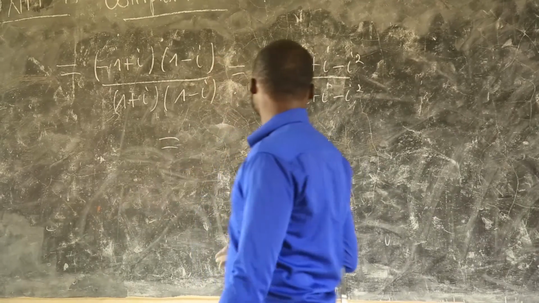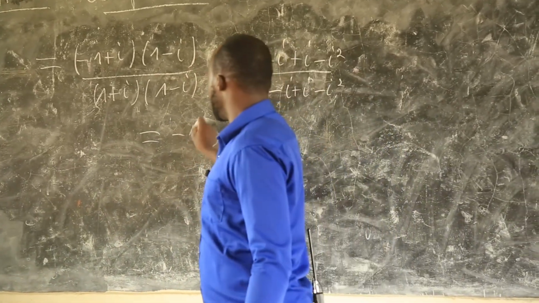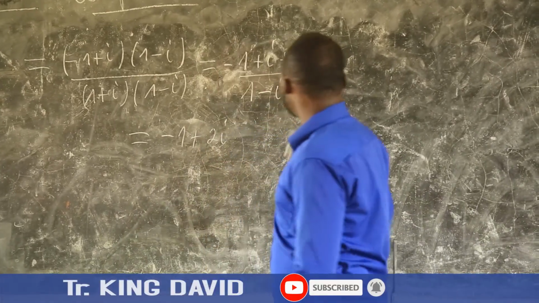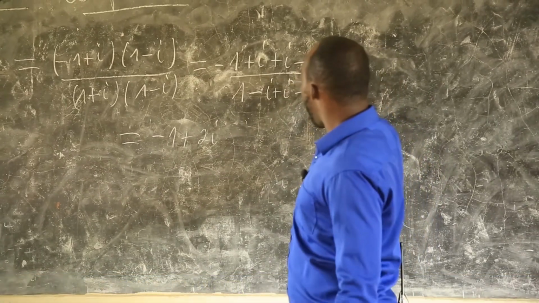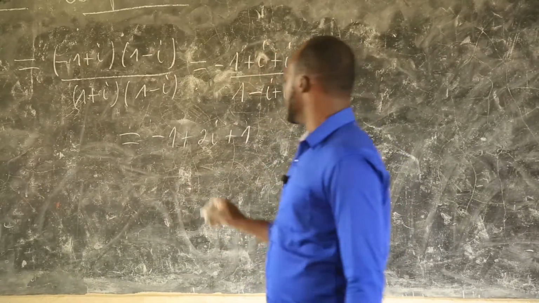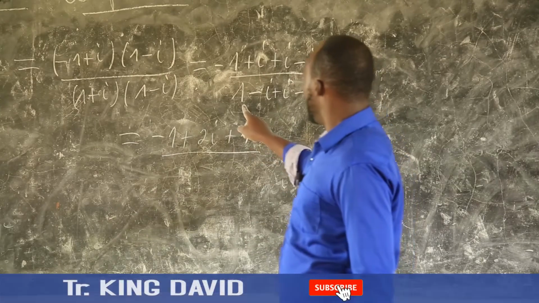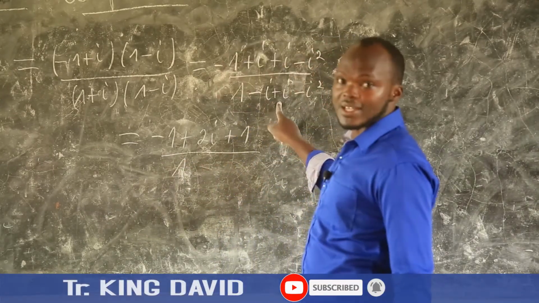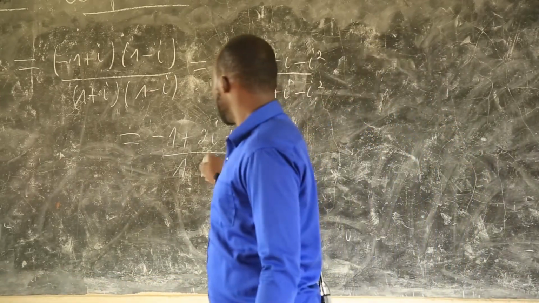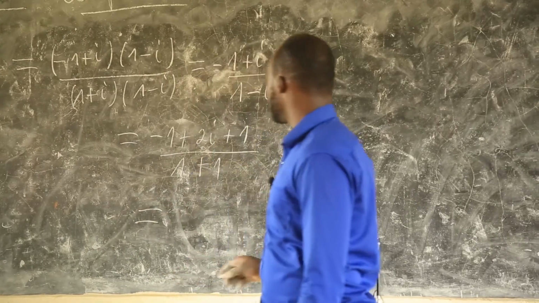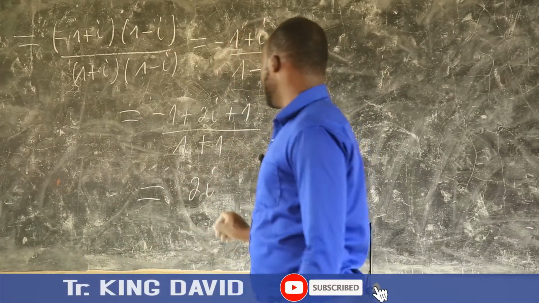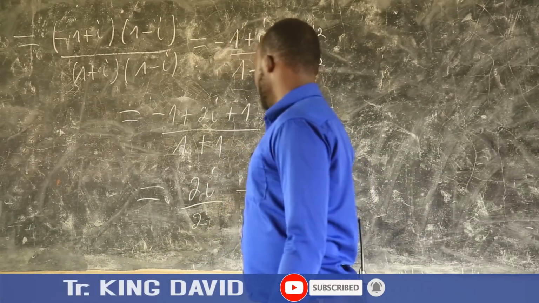So what is the answer here? We have negative 1. i plus i, that is 2i. Negative i squared: i squared is negative 1, negative times negative is positive 1. Divided by 1. Negative i plus i, that is 0. Then i squared is negative 1, with this negative, positive 1. So now the numerator is negative 1 plus 1, that is 0. We remain with 2i divided by 2. The answer is i.